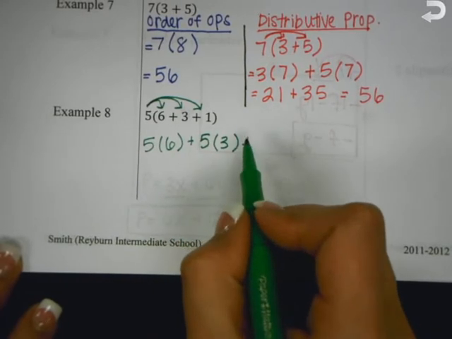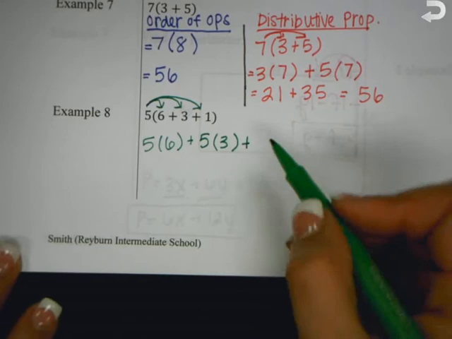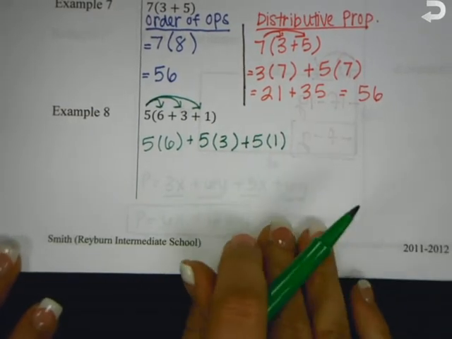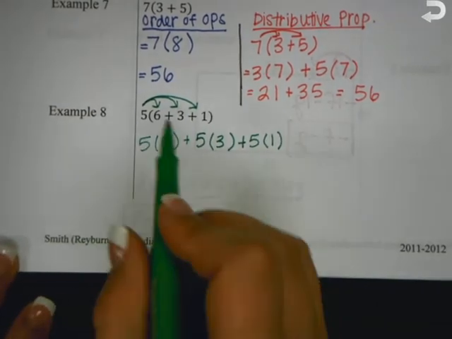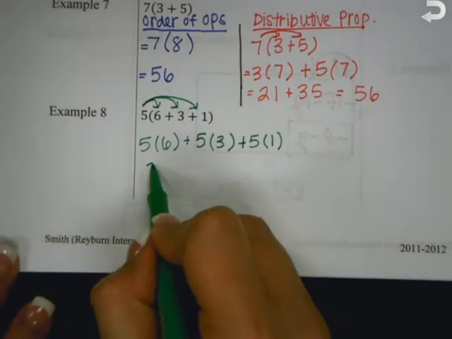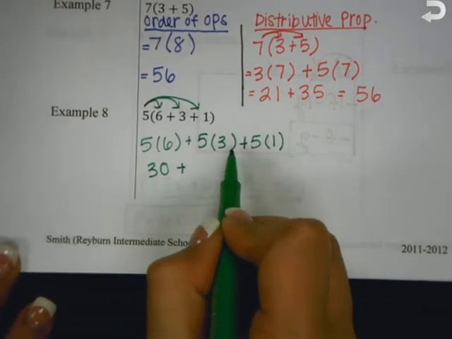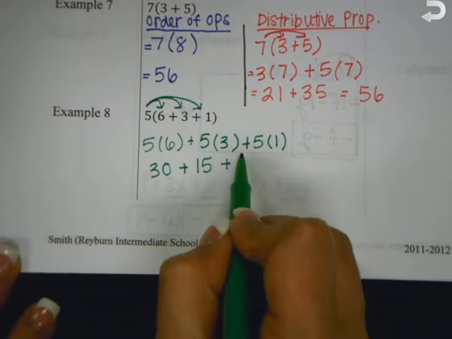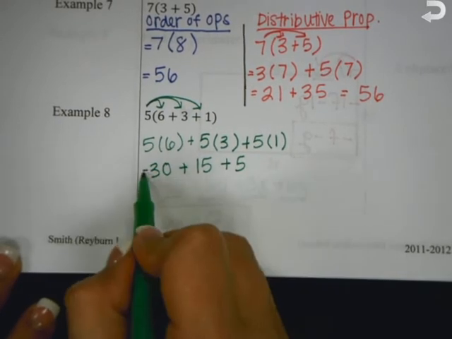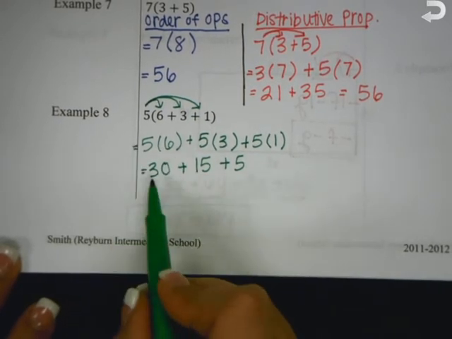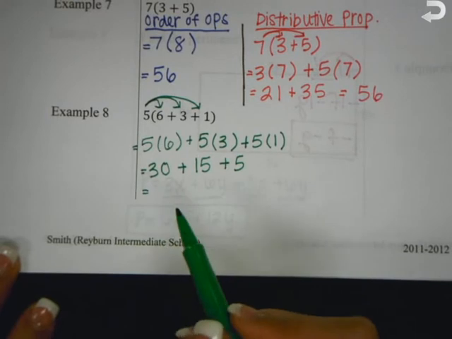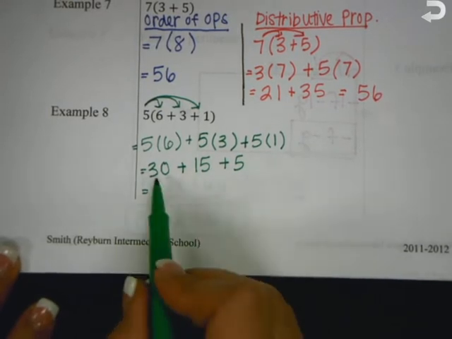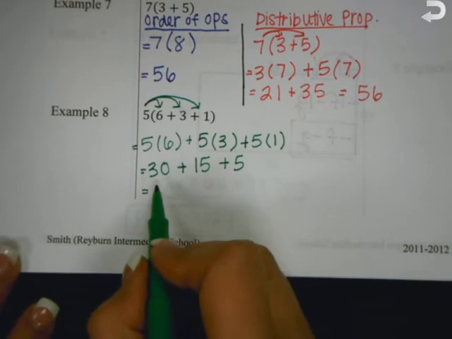5 times 1. Okay, class, everybody, what is 5 times 6? 30. 30 plus 5 times 3? 15. Plus 5 times 1? 5. You guys are all so smart. Okay, now I add from which direction? Very good. 30 plus 15. And 45 plus 5? 50.